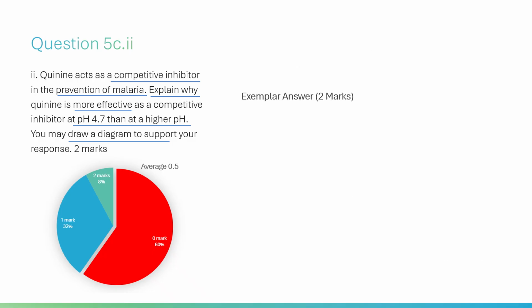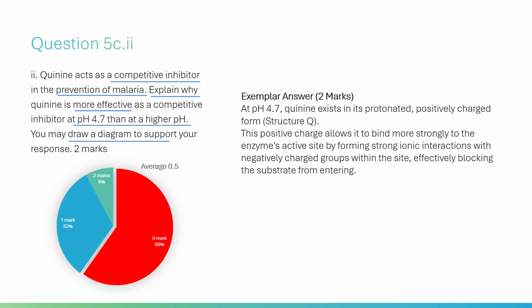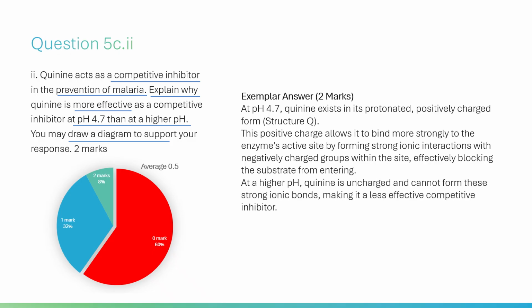Exemplar answer, 2 marks. At pH 4.7, quinine exists in its protonated, positively charged form, structure Q. This positive charge allows it to bind more strongly to the enzyme's active site by forming strong ionic interactions with negatively charged groups within the site, effectively blocking the substrate from entering. At a higher pH, quinine is uncharged and cannot form these strong ionic bonds, making it a less effective competitive inhibitor.